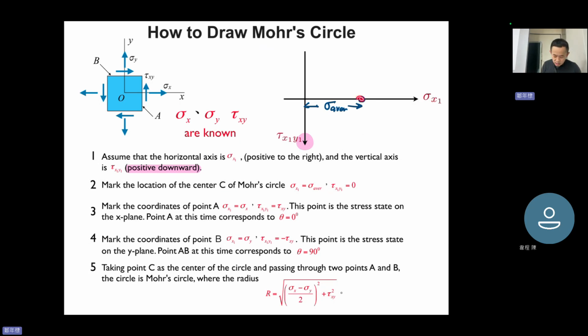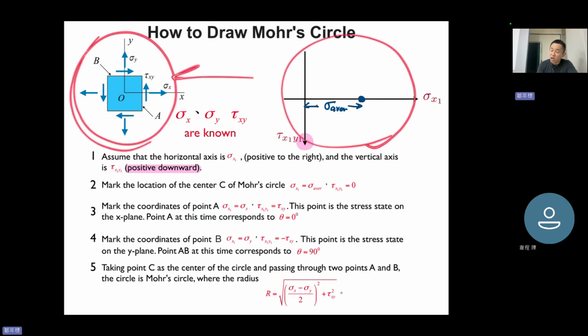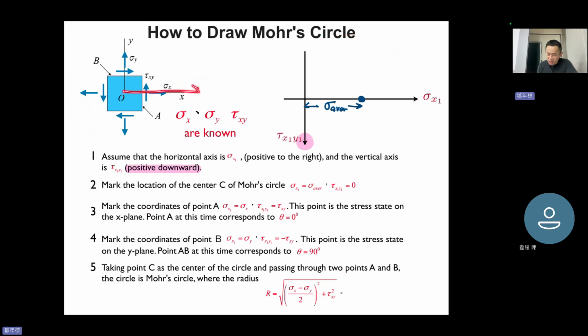All right. So you set the point C of the circle, and then you make the coordinates of point A. What is point A? The point A has sigma x1 equal to sigma x, tau x1 y1 equal to tau xy. Okay, so actually the Mohr circle will correlate to your real world stress element, the stress element with sigma x, sigma y.